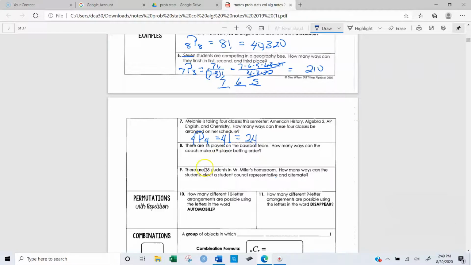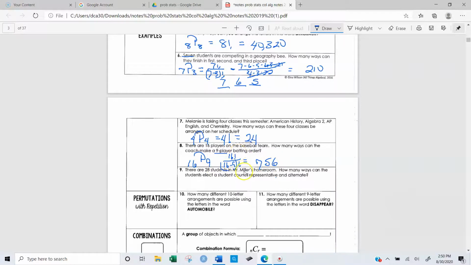There are 16 players on the baseball team. How many ways can the coach make a 9-player lineup? So 16, order matters because it matters if you're batting first or second, right? Permutation, I am choosing 9 of them. So that's 16 factorial over 16 minus 9 factorial, which gives you the answer when you plug it in.